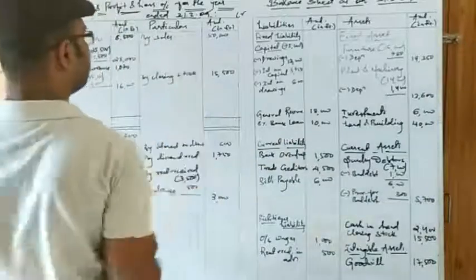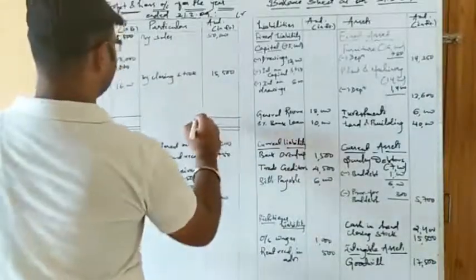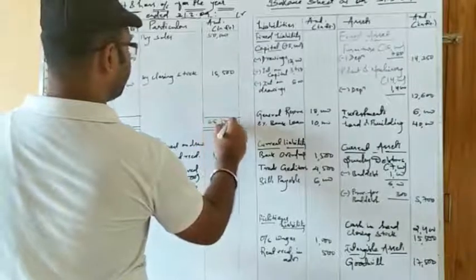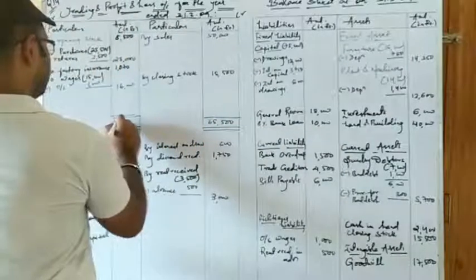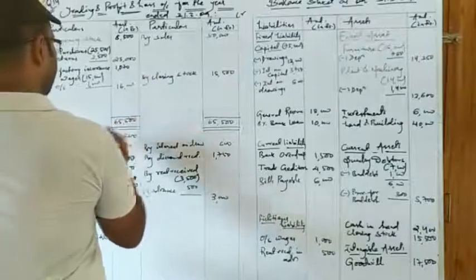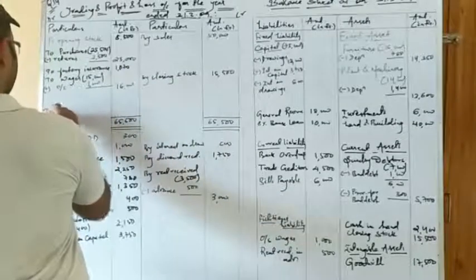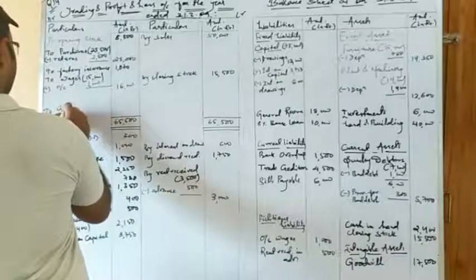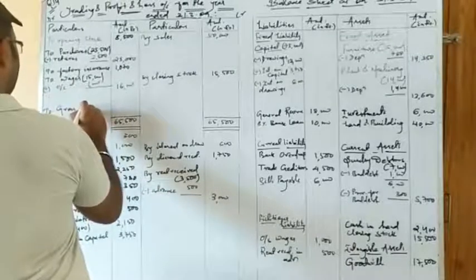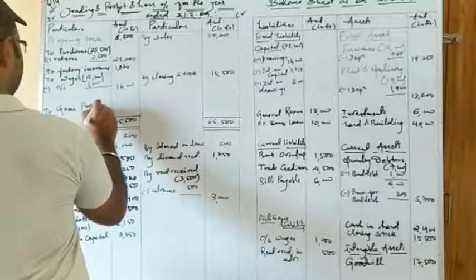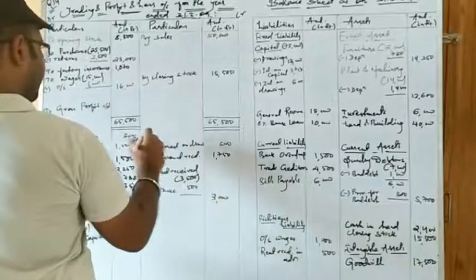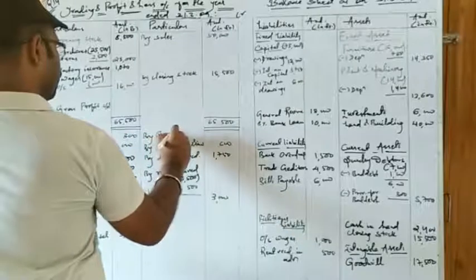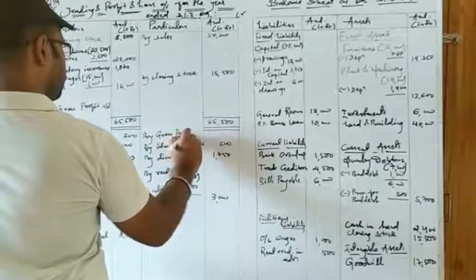So the total of the credit side is 65,500. If you want, you can total it again. So the credit total comes to 65,500, and here goes the gross profit. We will calculate it, and I will show you how to calculate. To gross profit carried down, and the same will be written here as by gross profit brought down.